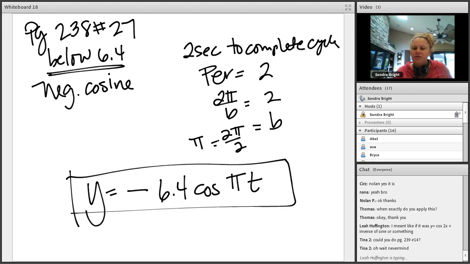We would not have you do inverse sine plus cosine of 2x. Not going to happen. Not going to ask you that. It'll be a periodic graph added to another periodic graph, and inverse sine is not periodic, so that question won't be asked, Leah. Page 239.